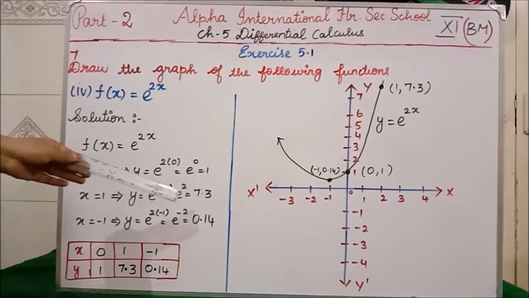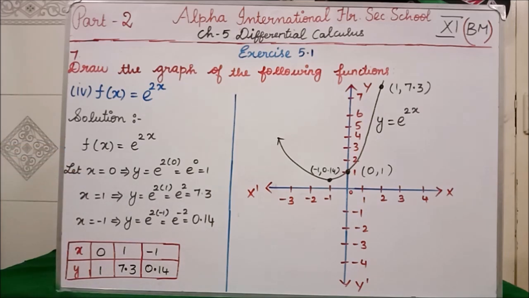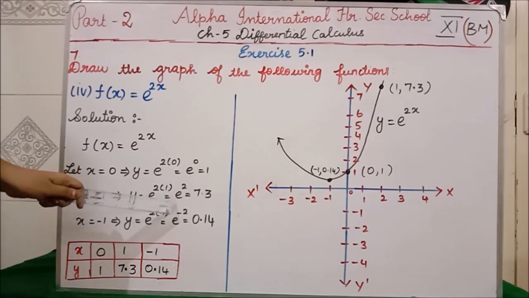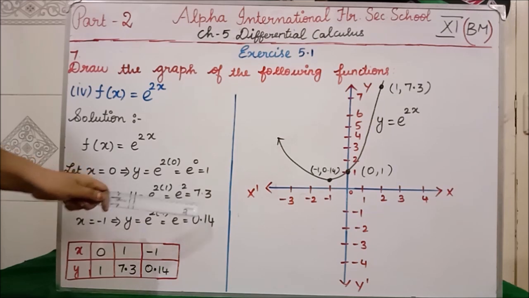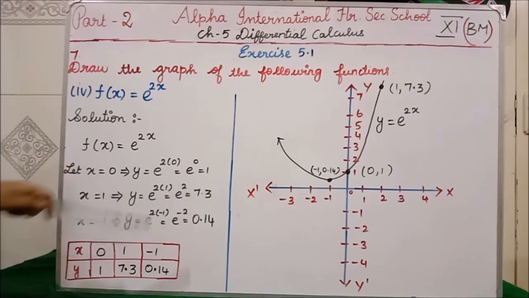Students, how I have written 7.3 means in the exponent table they will give you during the exam. Like logarithmic tables you will see, like that for exponents you will have one paper, or else they will provide you a book. So you have to see where the e square value is, and according to that you have to write the value. Here e square value in the exponent table is 7.3.